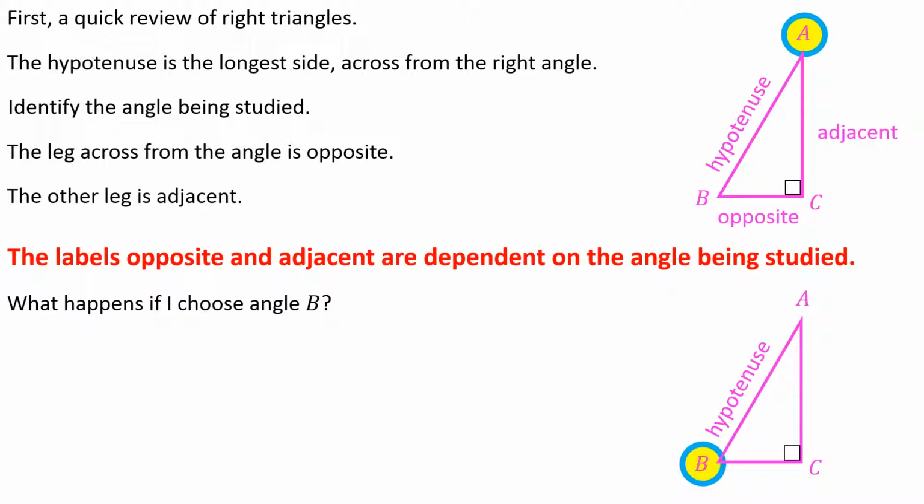Exact same triangle, hypotenuse is in the same place, the right angle is in the same place, the A, B, and C are in the same place. But if I want to study angle B, look where opposite and adjacent end up. They trade places.